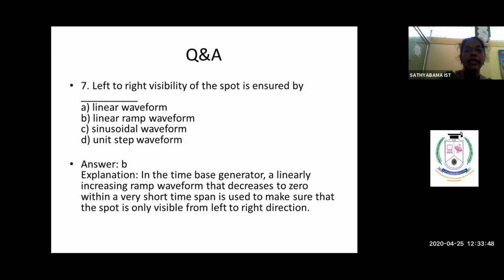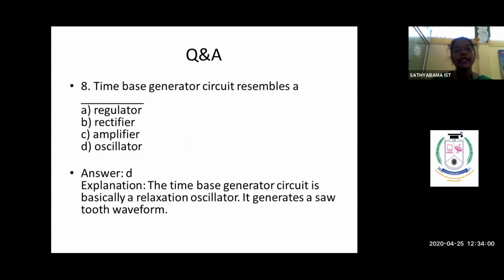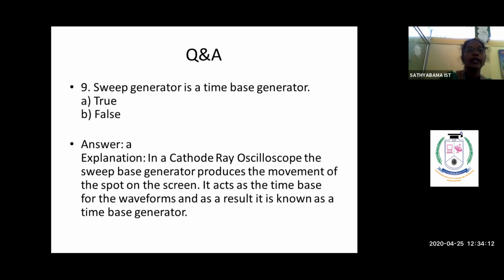In the time-based generator, a linearly increasing ramp waveform that decreases to 0 within a very short time span is used to make sure that the spot is only visible from left to right direction. Then the time-based generator circuit resembles an oscillator. Most of our oscillators work under the condition of time-based generator in order to show signals, sawtooth waveform. Then finally, is a sweep generator a time-based generator? Yes, because in CRO, the sweep generator produces the movement of the spot on the screen. It acts as the time base for the waveform, and as a result, it is known as a time-based generator.